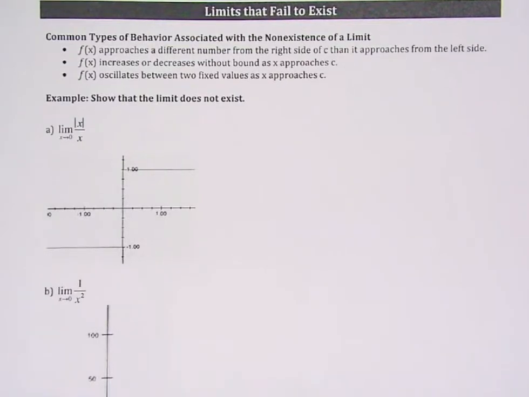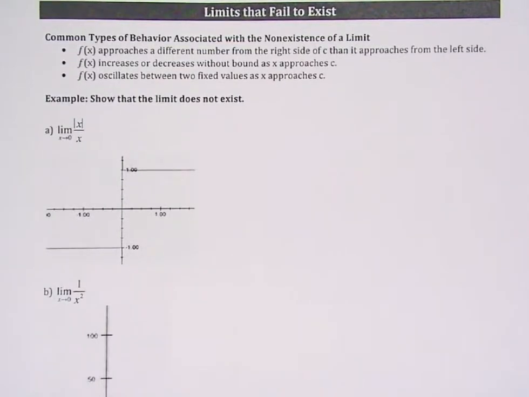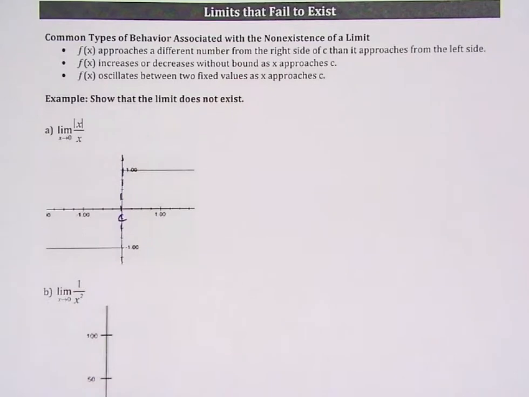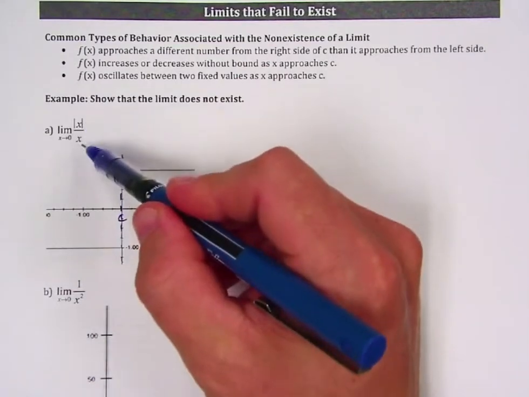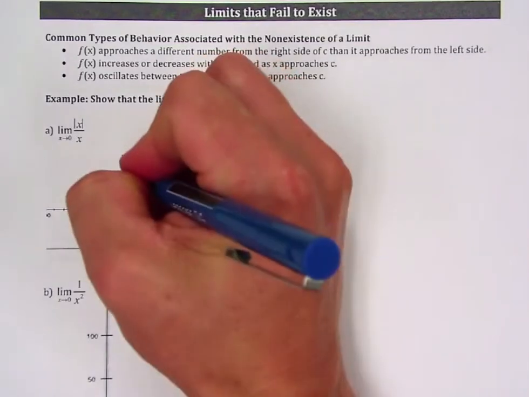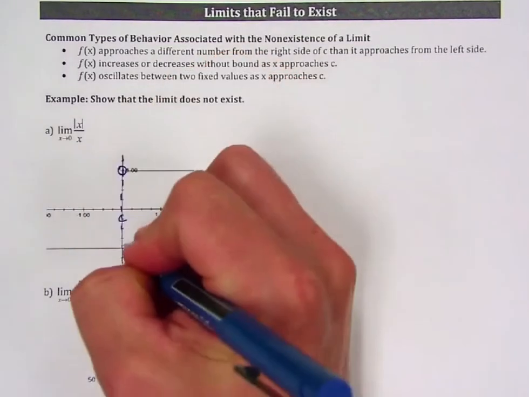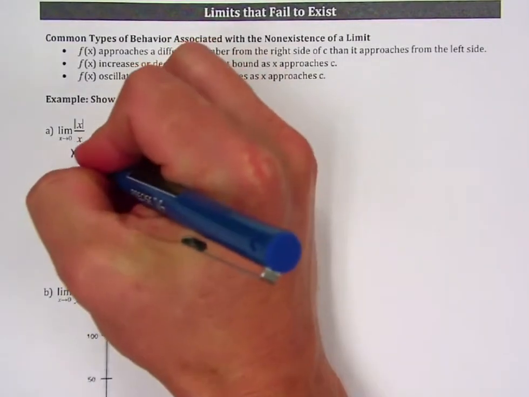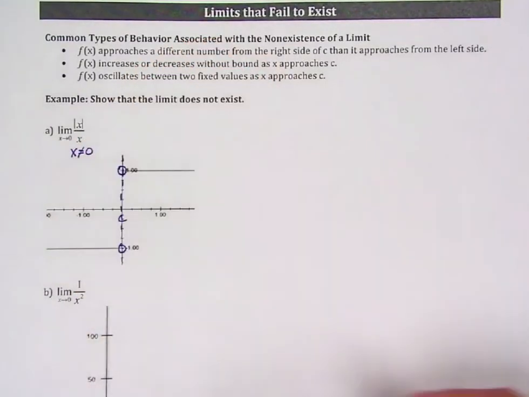So for our first example, it just says show that the limit does not exist. So it's finding the limit as x approaches 0. So here's c equals 0 of the absolute value of x over x. Now in this case, it looks like x cannot equal 0. Okay, because then we'd have to divide by 0.